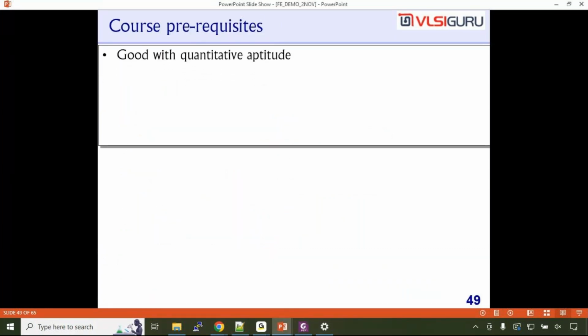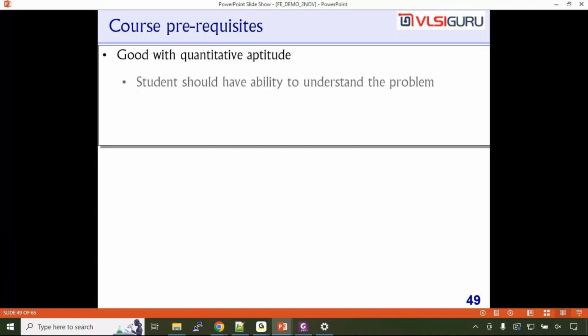What are the course prerequisites? Only one prerequisite: good quantitative aptitude. I'm not good with English, no problem. We will have soft skill training where a trainer will teach you basic communication skills and how to attend interviews. That also will be done. Every week there will be a 1 or 2 hour session.